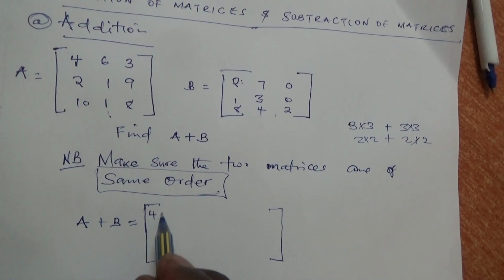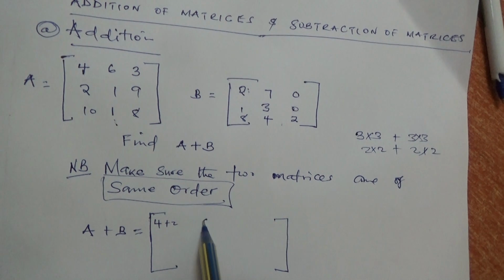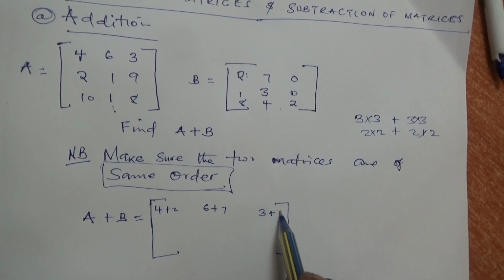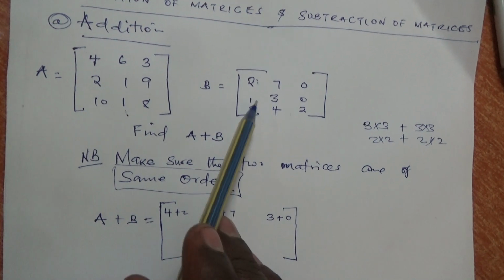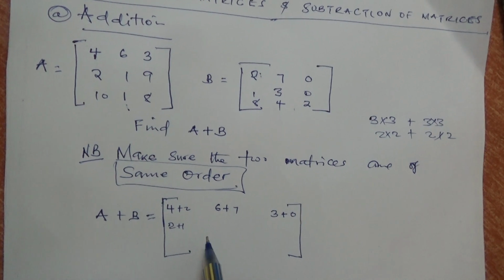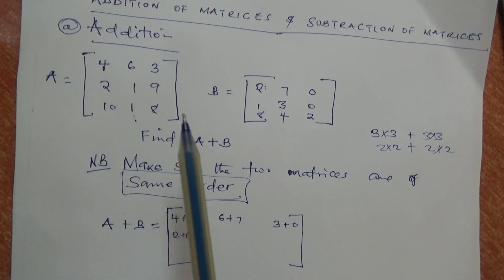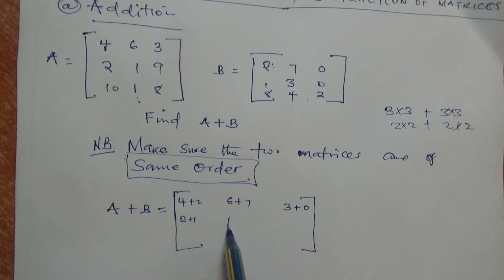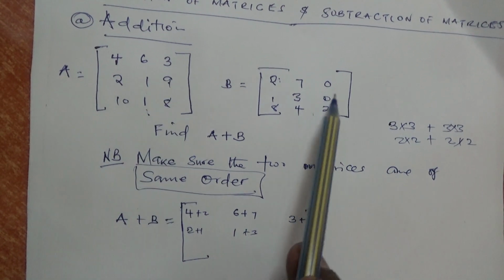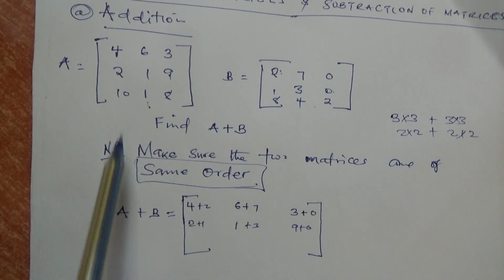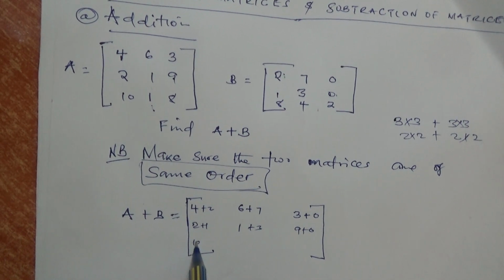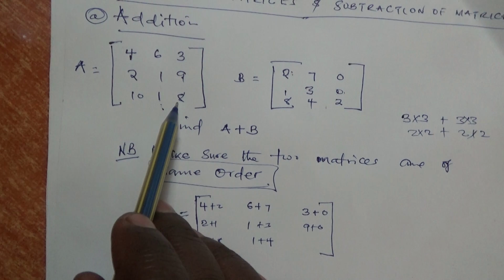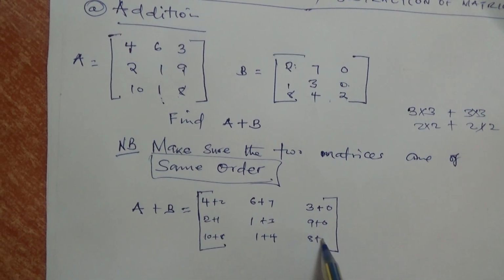It is going to be 4 plus 2, all right? 6 plus 7, and then 3 plus 0. Then 2 plus 1, and then 1 plus 3, and then we have 9 plus 0, and then we have 10 plus 8, and then we have 1 plus 4, and then we have 8 plus 2.